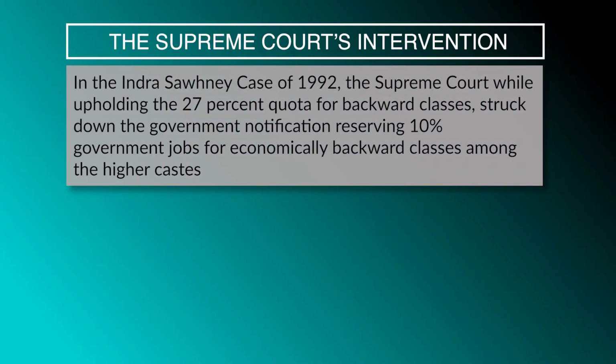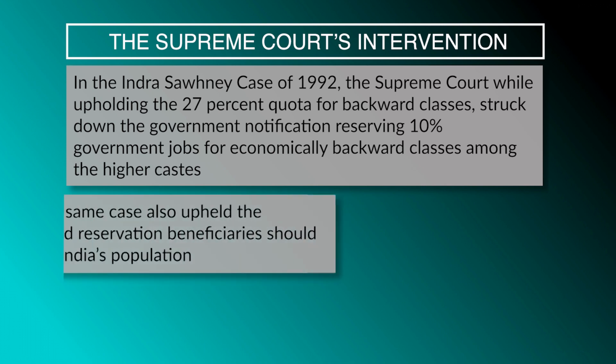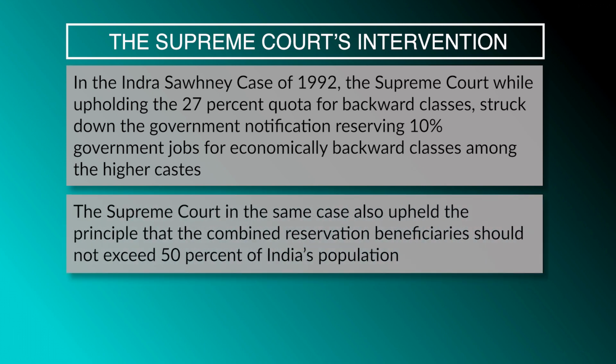The Supreme Court's intervention in the matter is important. In the Indra Sawhney case of 1992, the Supreme Court, while upholding the 27% quota for backward classes, struck down the government notification reserving 10% of government jobs for economically backward classes among the higher castes. The Supreme Court in the same case also upheld the principle that the combined reservation should not exceed 50%. The concept of creamy layer also gained currency through this judgment, along with the provision that reservation for backward classes should be confined to initial appointments only and not extend to promotions.